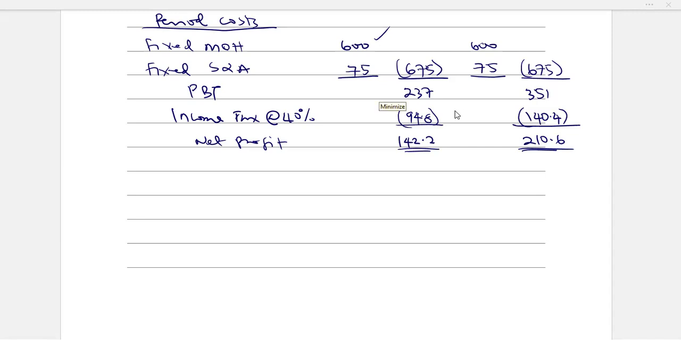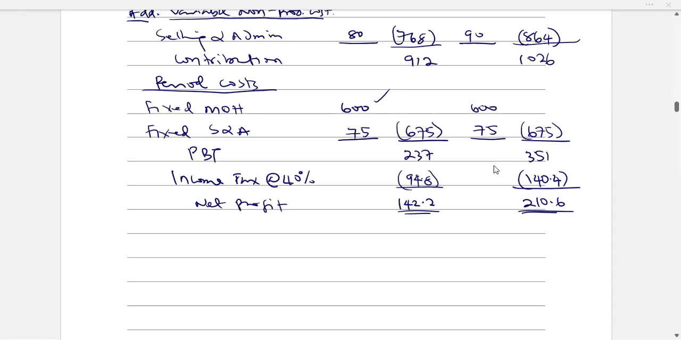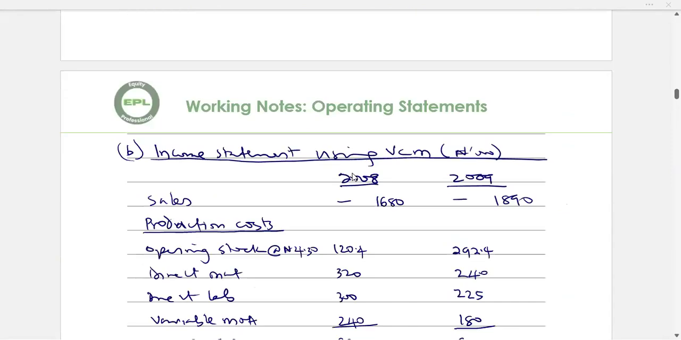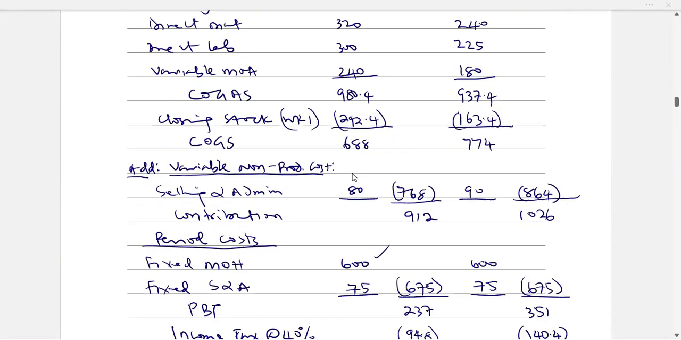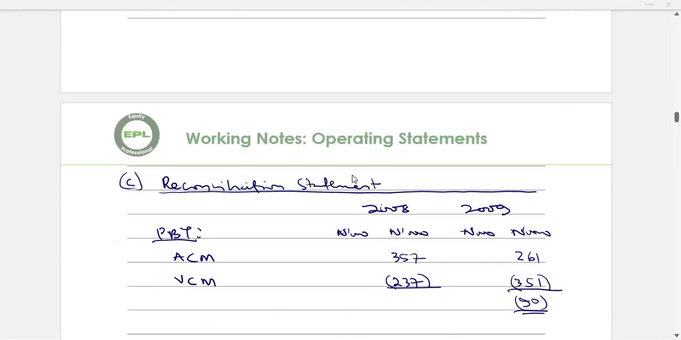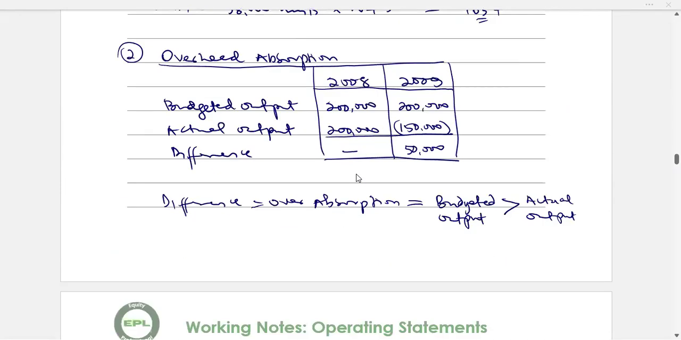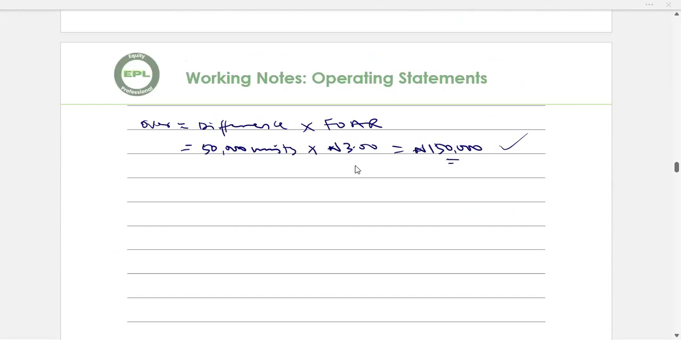Okay. Hello, sir. Yes, talk to me. Who is speaking? Amarachi. Under this period cost, we have the fixed overhead. That's 600. How do we get the 600? Okay, let me just write it down so that it will be clearer.